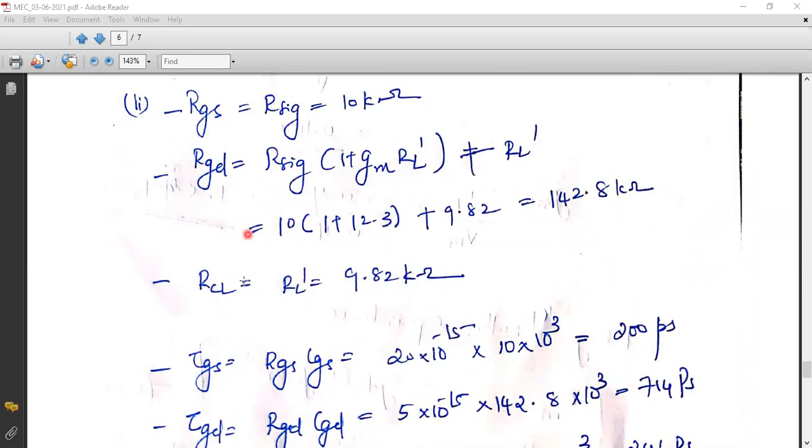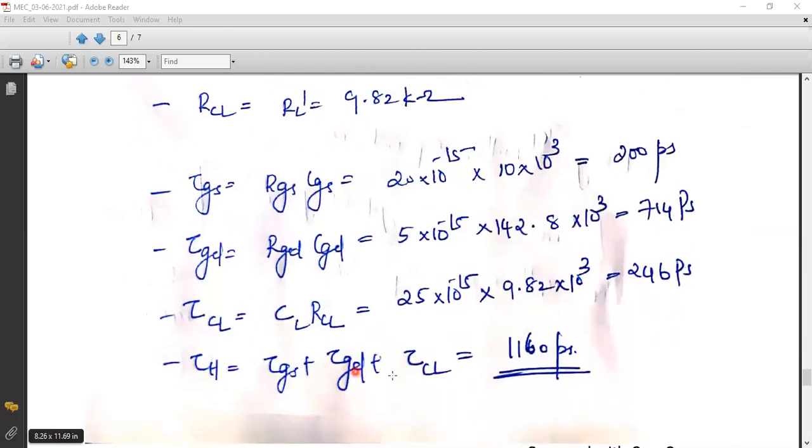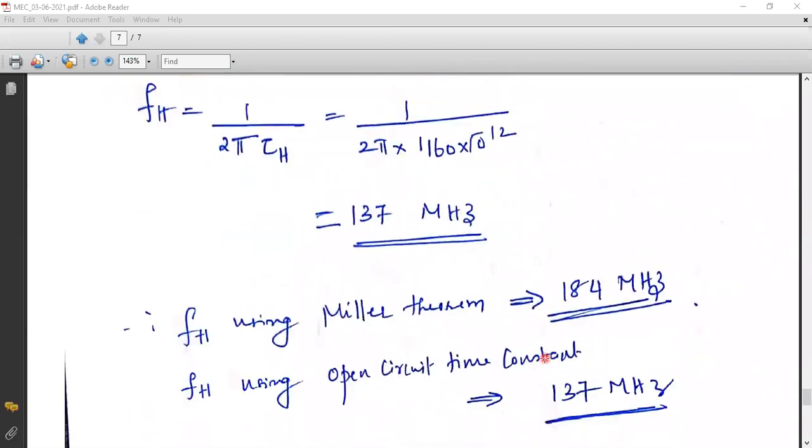So by making use of those results, find the individual time constants, add all those together, then you will get tau h in picoseconds, and take the equation to find fh. You can finalize our answer. That is 137. Already you have done this. That is why I'm not repeating this. You can go back and check your notes.